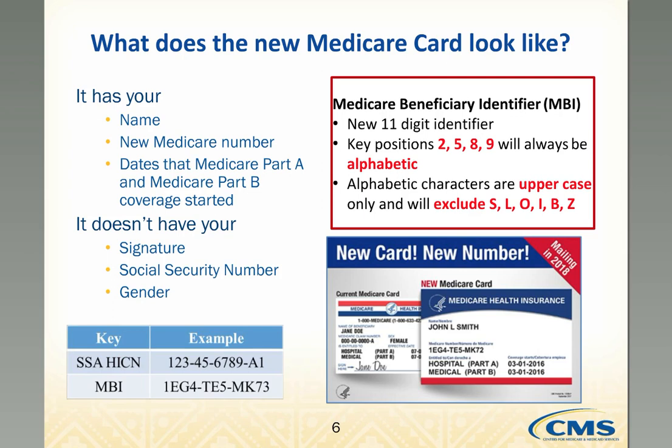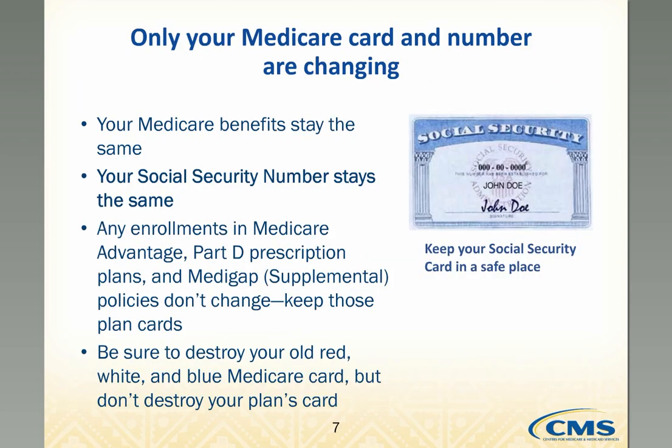So remember, benefits do stay the same, and the beneficiary can use both old and new cards until December 31st, 2019. So people who are new to Medicare and enroll after April 2018, so this year in April, received the new Medicare ID number, and they never received the old HICN card.